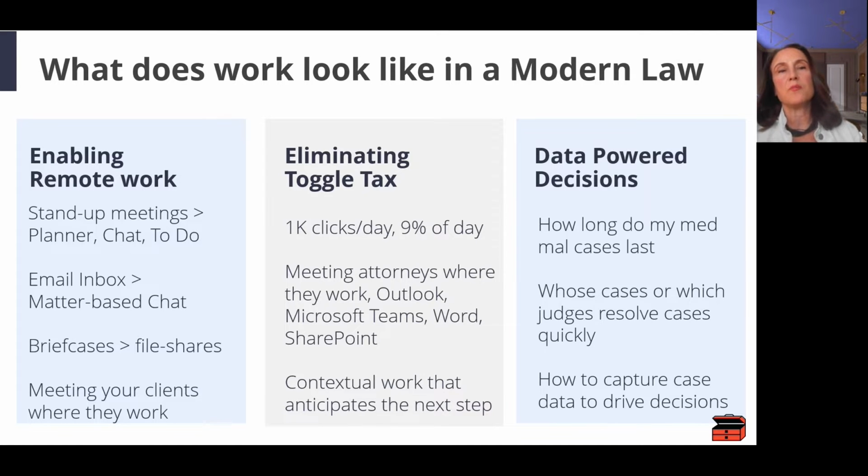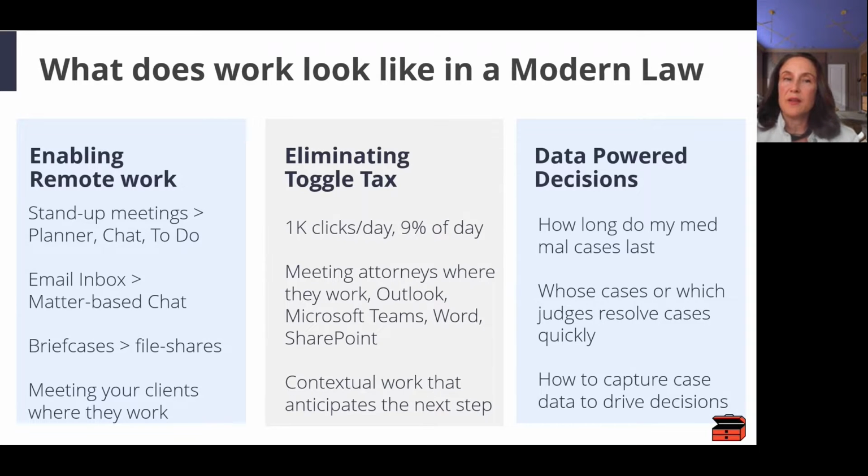The other really important component that we're hearing and seeing a lot in the idea of a modern law firm is eliminating what people are calling the switch tax or the toggle tax. I was at a presentation last week where it was discussed that an average person in a law firm has 1,000 clicks per day between two different applications. They're not able to get their work done where they're spending their day, but they're jumping back and forth, which is estimated to be almost 9% of a work day or a work year, or however you want to look at it.